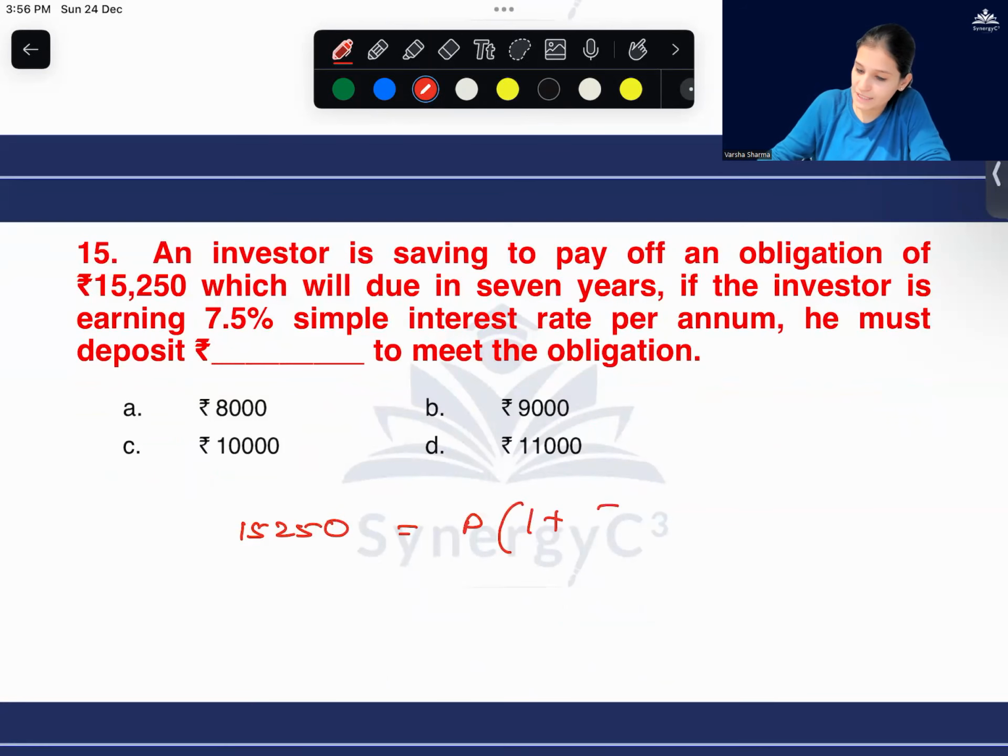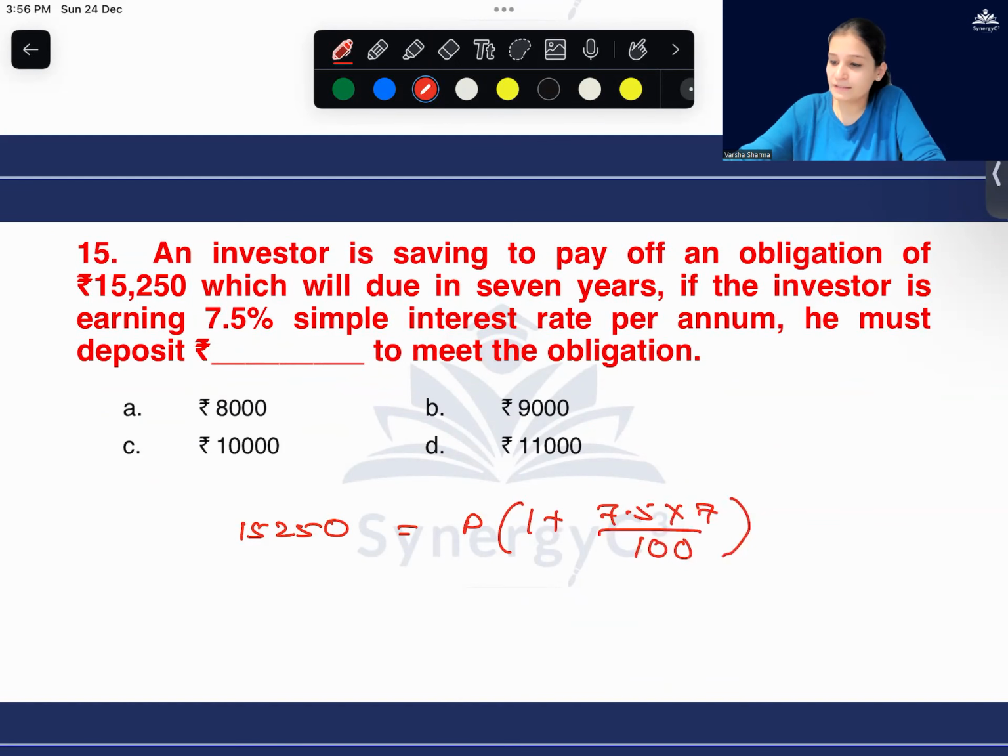Clear? So 15250 is amount. Principal into 1 plus R into T, 7 upon 100. First calculate the bracket: 7.5 into 7 divided by 100 plus 1. Save this in M plus. Then write 15250 divided by MR C equal. Principal is 10,000. Very nice.